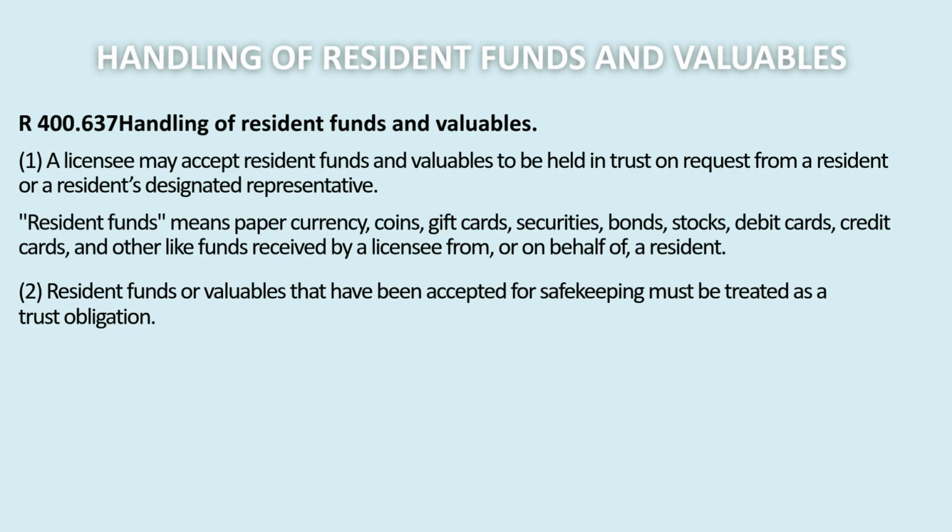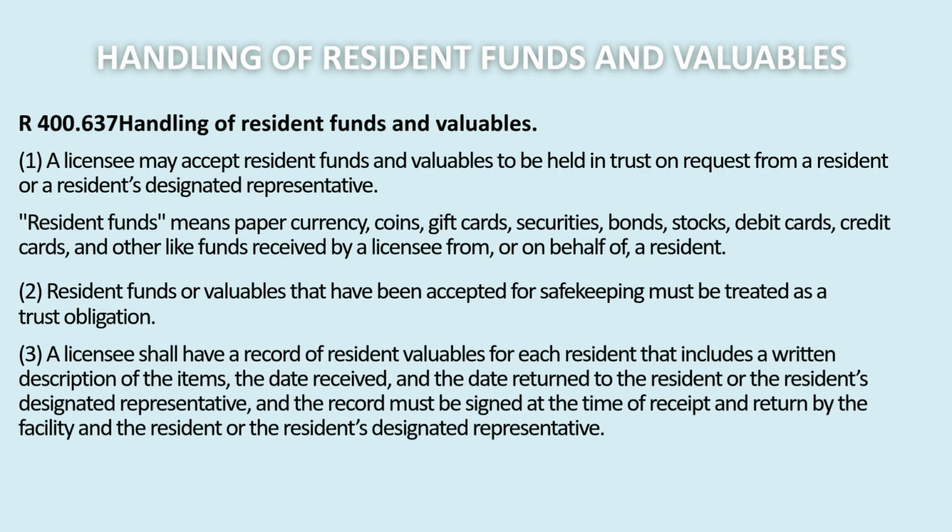Administrative licensing rule ending in 637, Sub-Rule 3, indicates that a licensee shall have a record of resident valuables for each resident that includes a written description of the items, the date received, and the date returned to the resident or the resident's designated representative. The record must be signed at the time of receipt and return by the facility and the resident or the resident's designated representative.